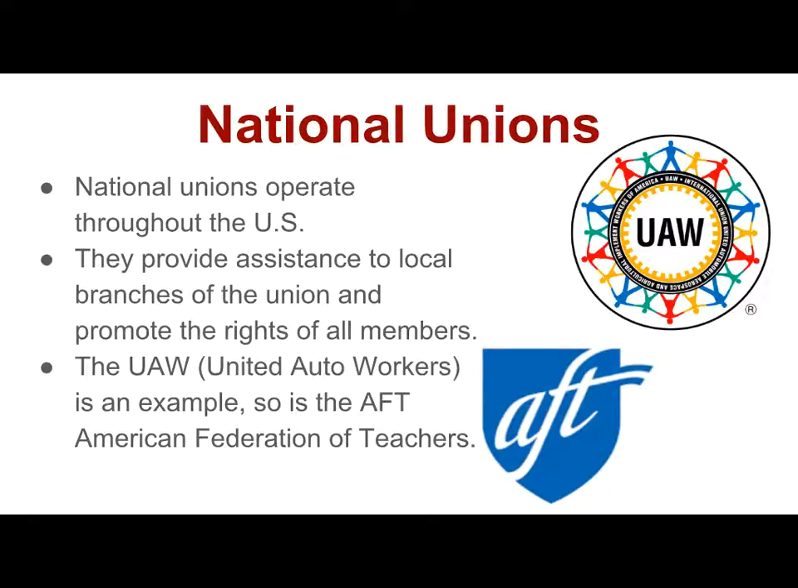All right, national unions. National unions operate throughout the entire United States. They will have local branches frequently, but they also have one central branch that really works to provide assistance to all of its local branches and look out for the rights of all members nationwide of that particular union. The UAW, the United Auto Workers, is a very big example, very popular example, and has branches throughout the United States, as does the AFT, the American Federation of Teachers.